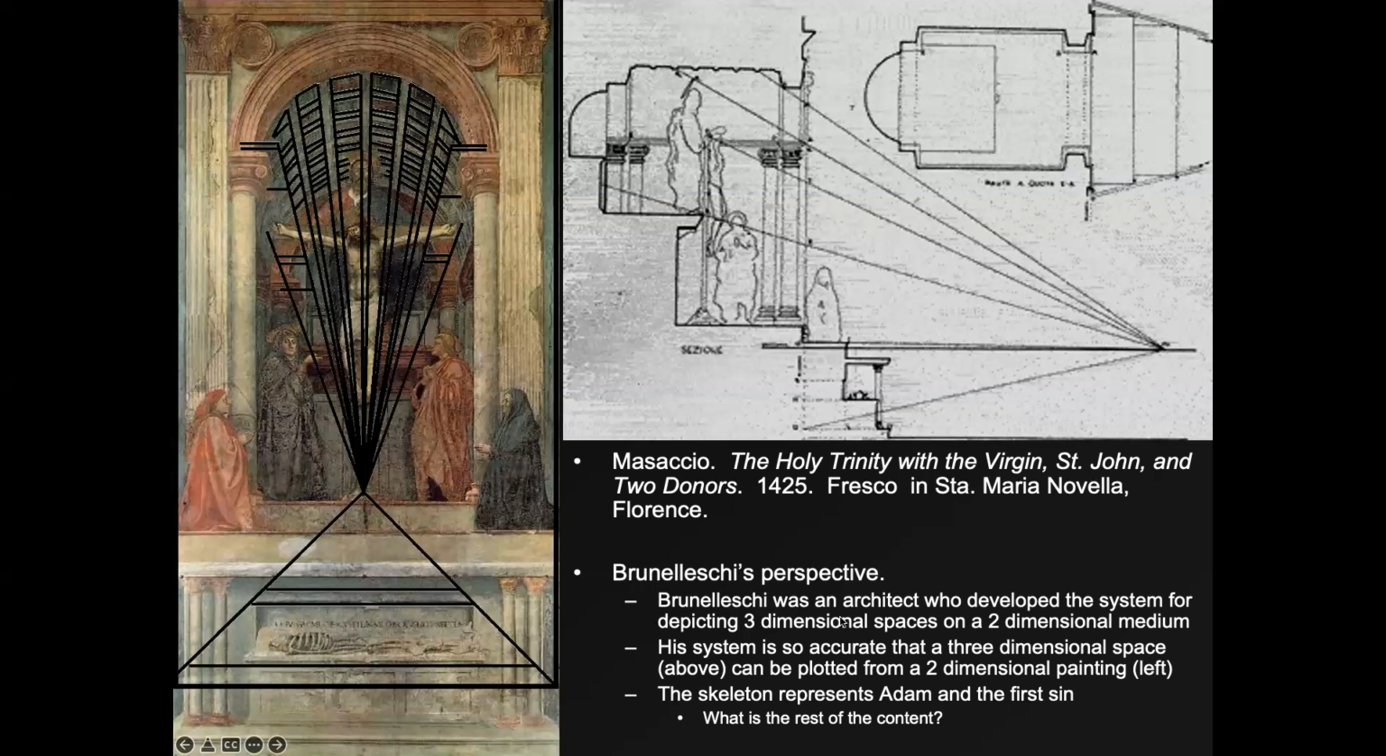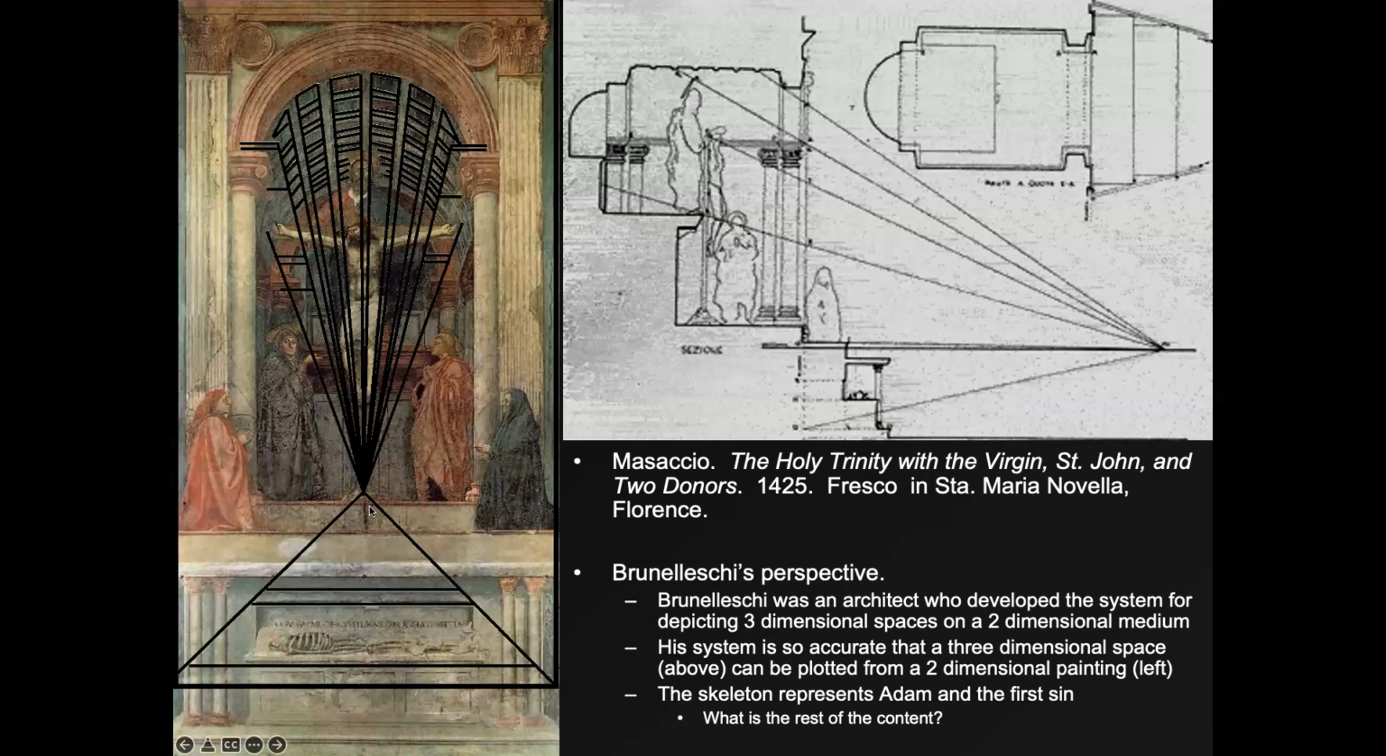So what Masaccio was using was Brunelleschi's perspective. And Brunelleschi was an architect, and I'll put a video in the description that'll show exactly how Brunelleschi developed this. He developed the system for depicting three-dimensional space on a two-dimensional medium. His system is so accurate that a three-dimensional space can be plotted from a two-dimensional painting. So you have this two-dimensional painting, and from that, you can figure out exactly where the figures are. So it's kind of amazing. This is like a mathematical model, and that's part of the reason why it looks so realistic.